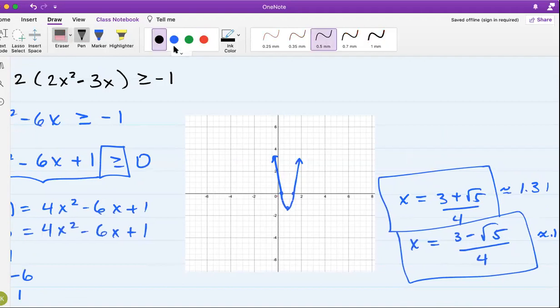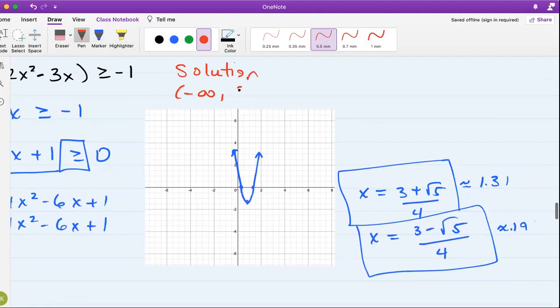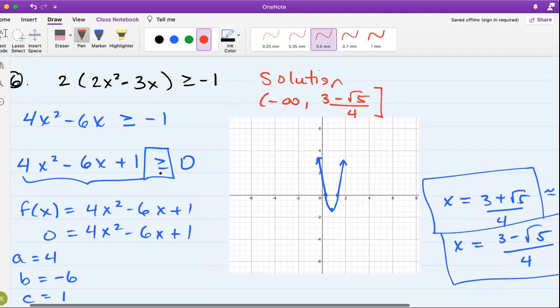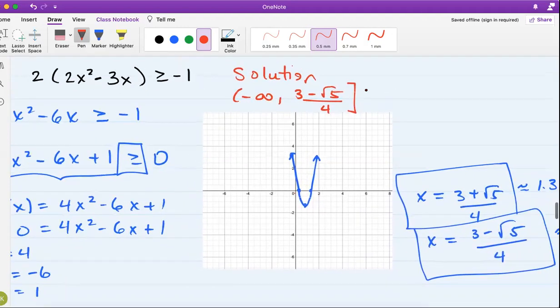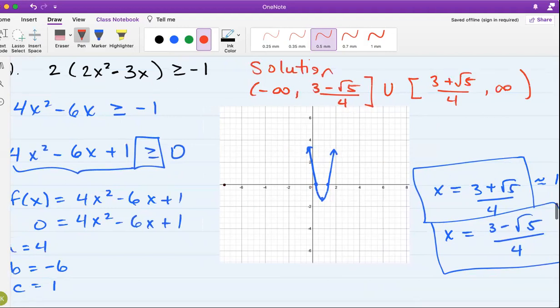So the solution, let me maybe put it in red, is from negative infinity to this 0.19, and I'm going to use the exact formula for this. And we can equal this because this says greater than or equal to 0, union 3 plus square root 5 over 4 to infinity. So that's the solution to this problem. And we use brackets because we can equal 0. And so that's when we're on this line right here, this axis.